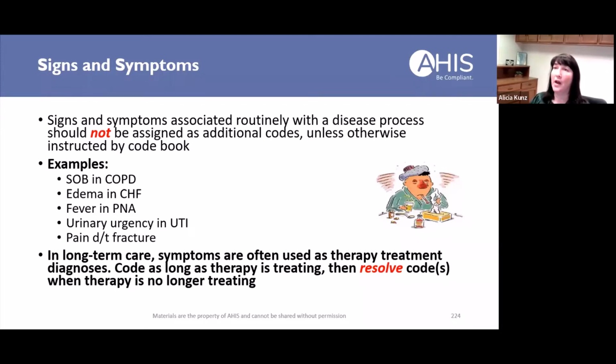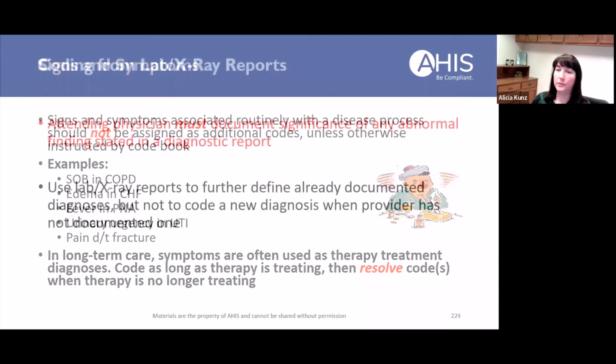So when we're coding, we can code a symptom that is outside of the normal realm with a condition, or if all we have is a list of symptoms and no definitive diagnosis, then we can code them. A lot of our therapy codes, like R26.2, I believe that's difficulty in walking, a lot of times therapy uses that as their treatment diagnoses, and that's fine. You can put those on the claim. Just make sure that when therapy's done, you resolve those codes.